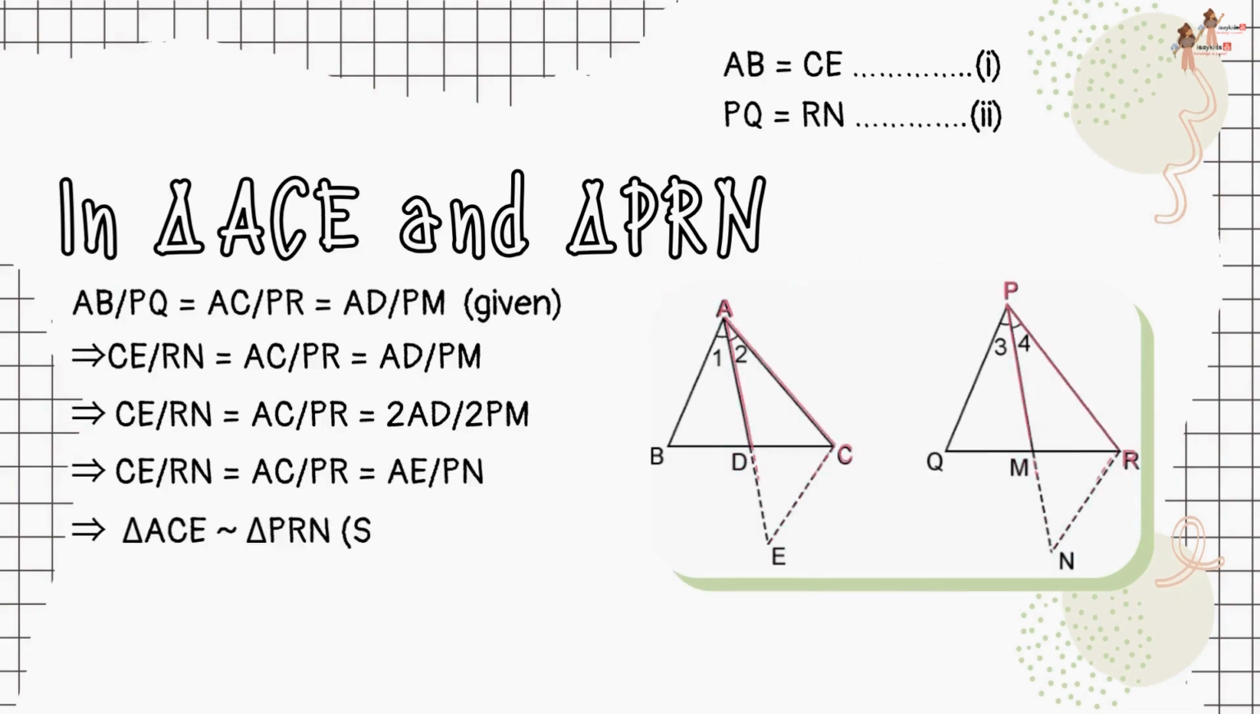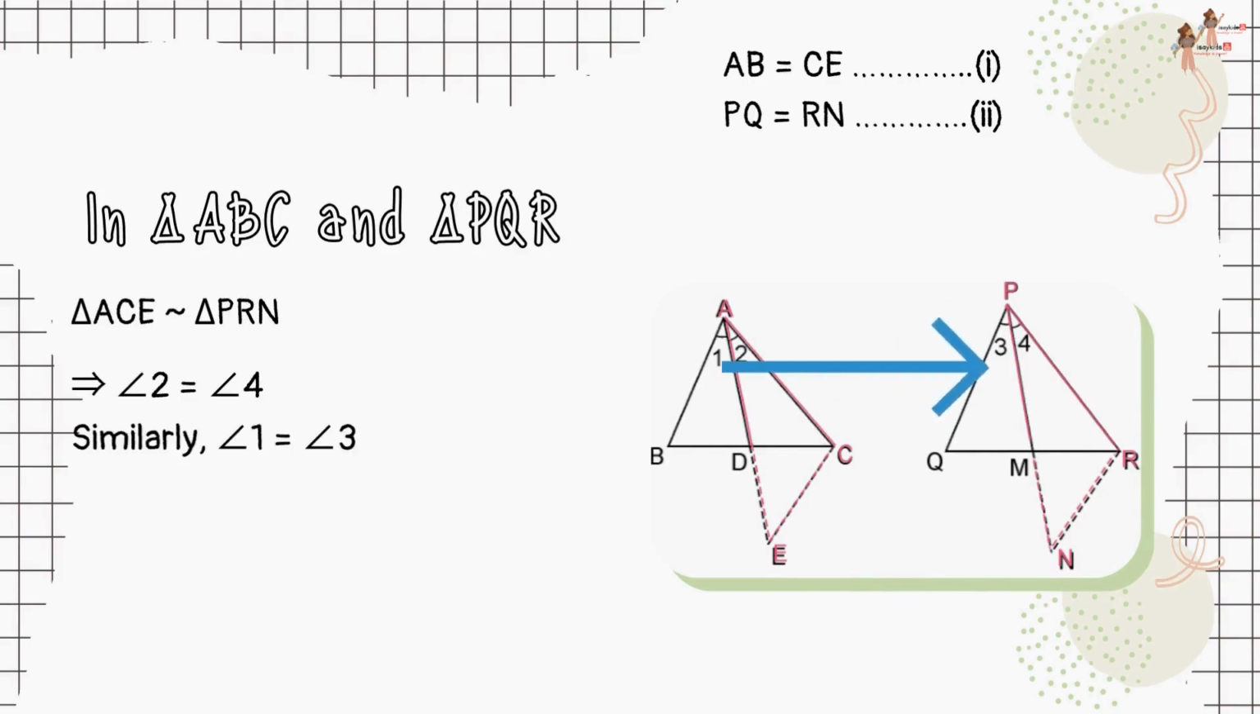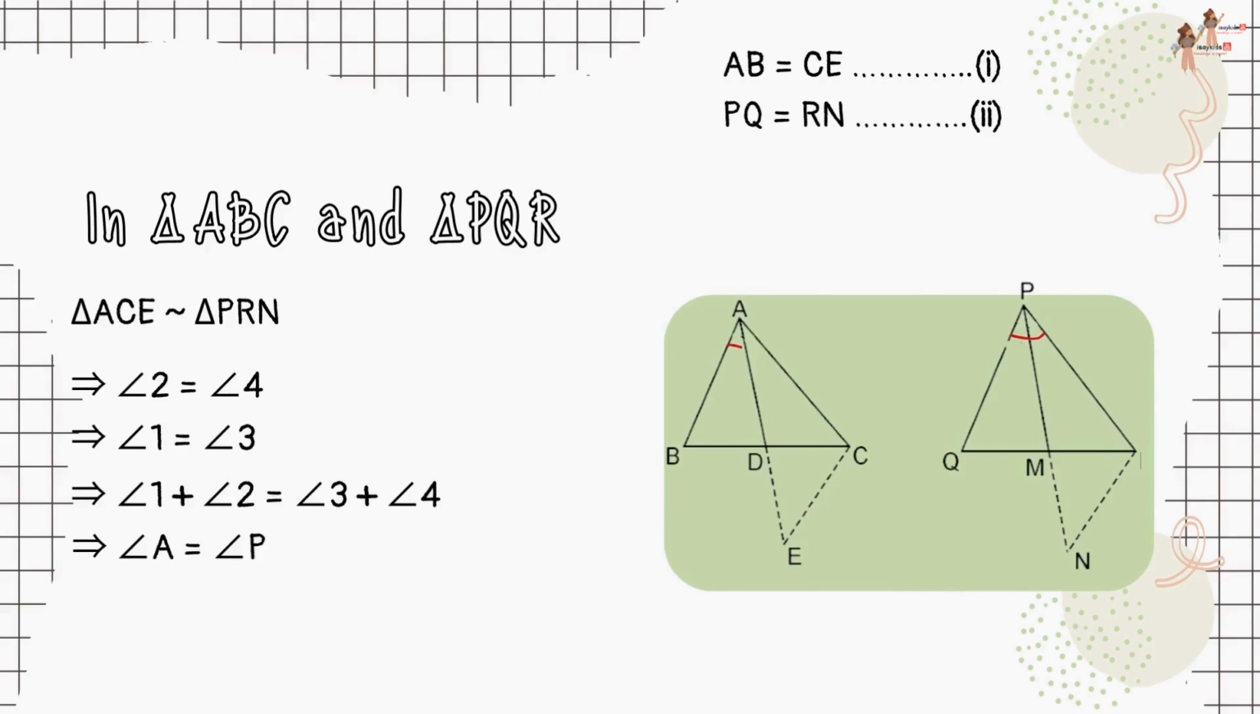Therefore, triangle ACE is similar to triangle PRN, SSS similarity criteria. Therefore, angle 2 is equal to angle 4. Similarly, angle 1 would be equal to angle 3. So, in this case, we would be joining BE and following the same steps, but we can also write that similarly angle 1 would be equal to angle 3. Therefore, angle 1 plus angle 2 would be equal to angle 3 plus angle 4, or we can say angle A is equal to angle P, right?